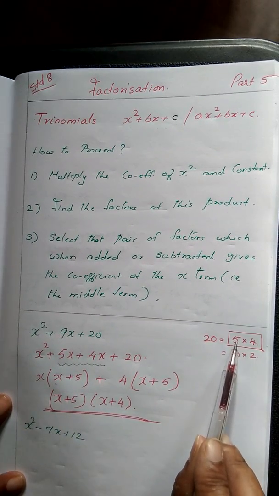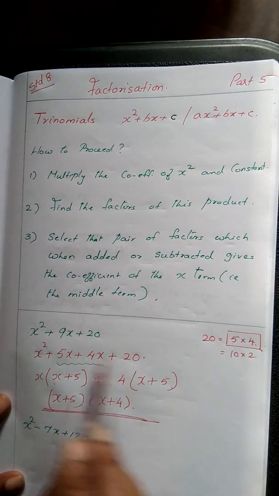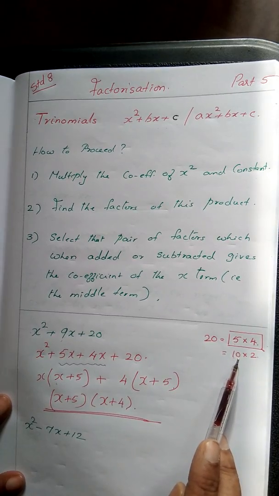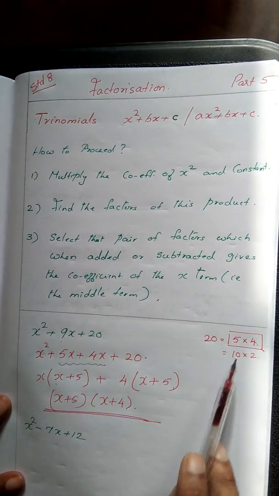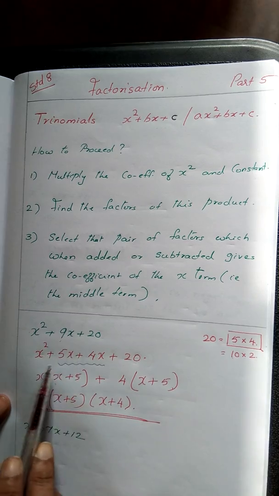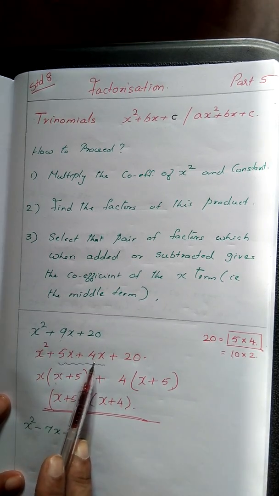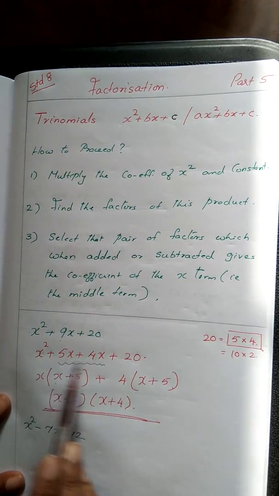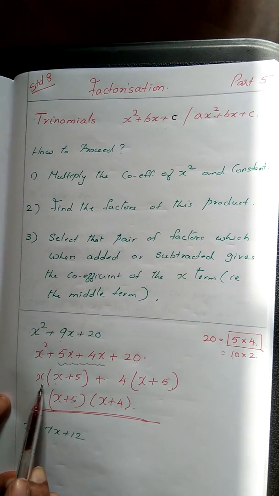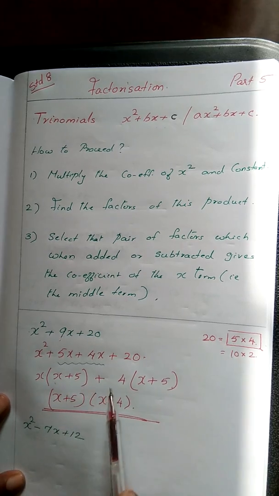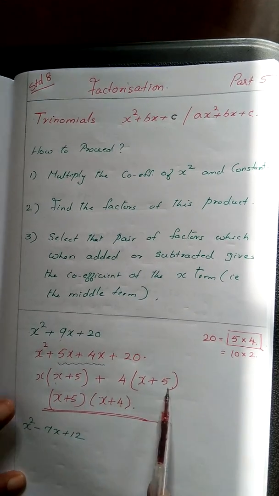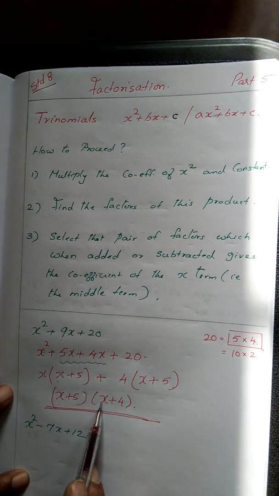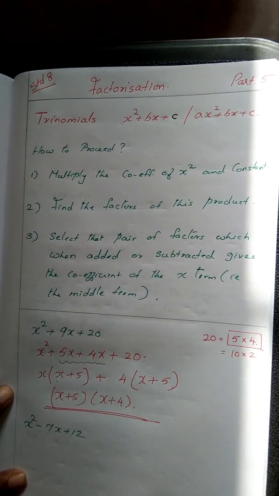So here if you see 5 and 4, 5 plus 4 is 9. So we have to select such a combination. If you select the other, you will not be able to get the factors. So we will write 9x as 5x plus 4x, and then 20. Now we will group these two and find the common factor: x into x plus 5, plus 4 into x plus 5. These types of problems we have already done earlier. And now again x plus 5 is a common factor, so we get x plus 5 into x plus 4.